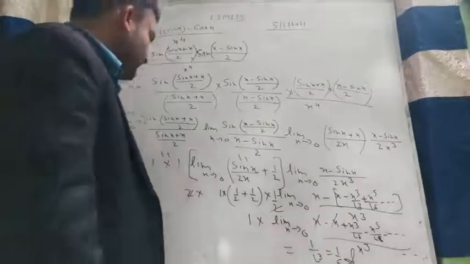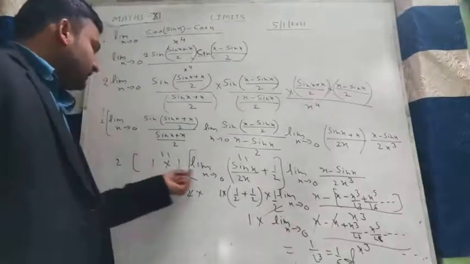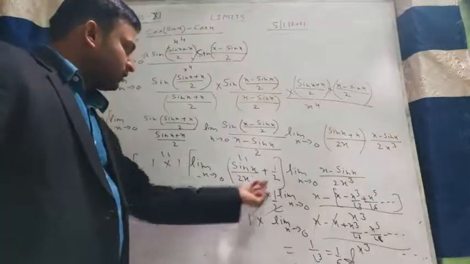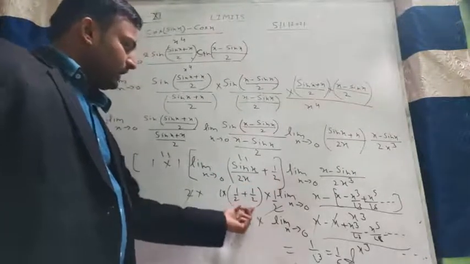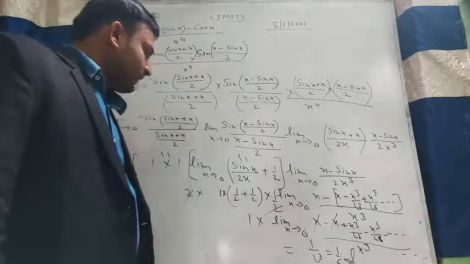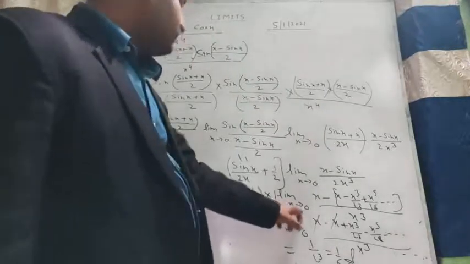Now, when we apply the limit here, we get 1 by 2, and this is already 1 by 2. Adding these two, we get 1. So 2 into 1 into 1. And this is the limit as x tends to 0.